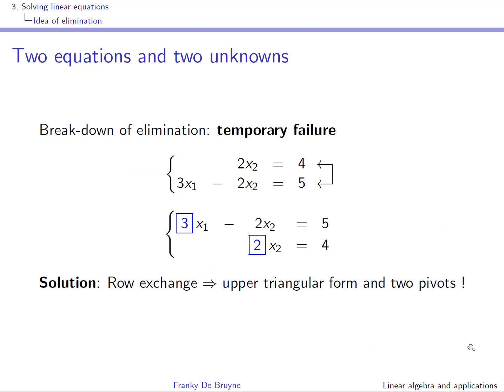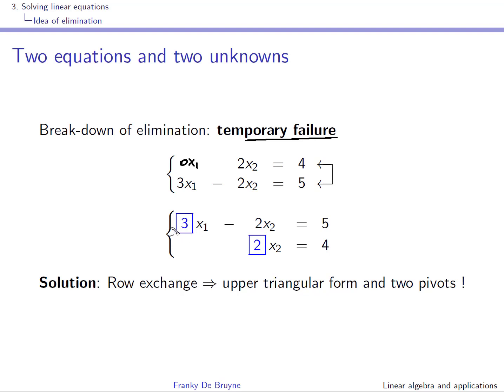There are also cases when you do the Gaussian elimination when there is a temporary failure. Remember that the idea is that you start at the top left and you use a pivot, but if you do that here, you have 0 times x1. So I cannot take 0 as a pivot because by definition a pivot is different from 0. So what you can do then is to shuffle the equations. The second equation becomes the first one, and then you can continue the procedure.